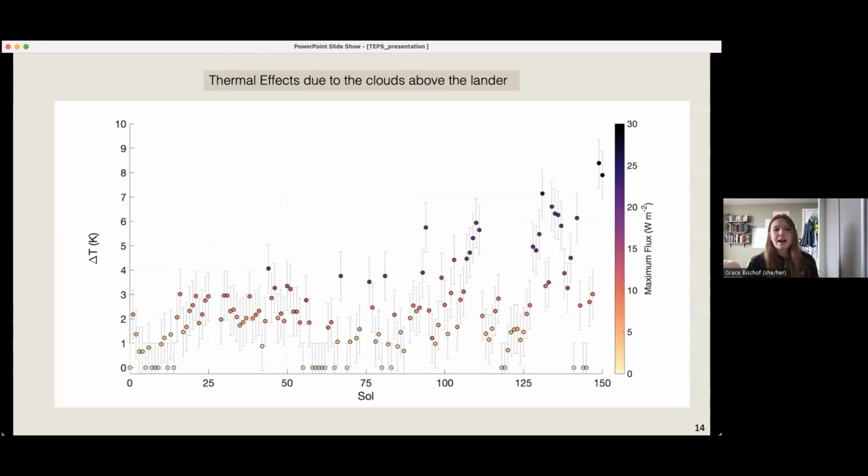We can also see how the clouds heat up the air temperature, as I mentioned, that with the additional amount of thermal radiation at the surface, this will induce a warming effect. And so as you can see, most temperatures are between 1 to 3 Kelvin, so a pretty moderate warming. Towards the end of the mission, you get up to 8.5 or so Kelvin. So those nights would be quite a bit cooler without clouds.